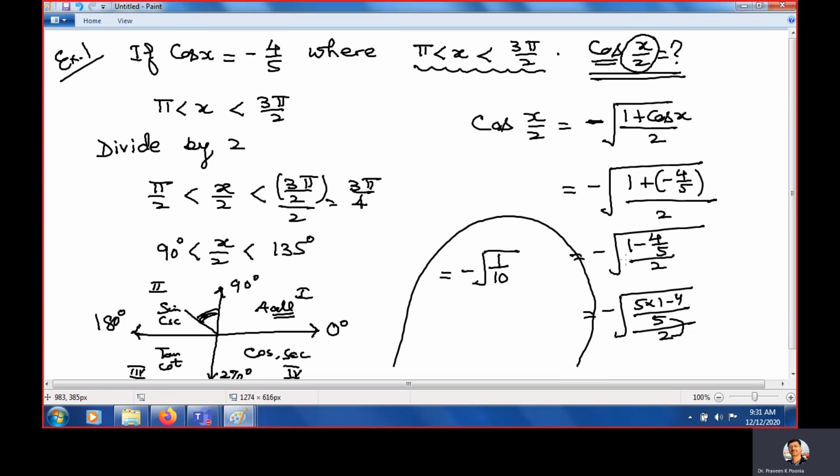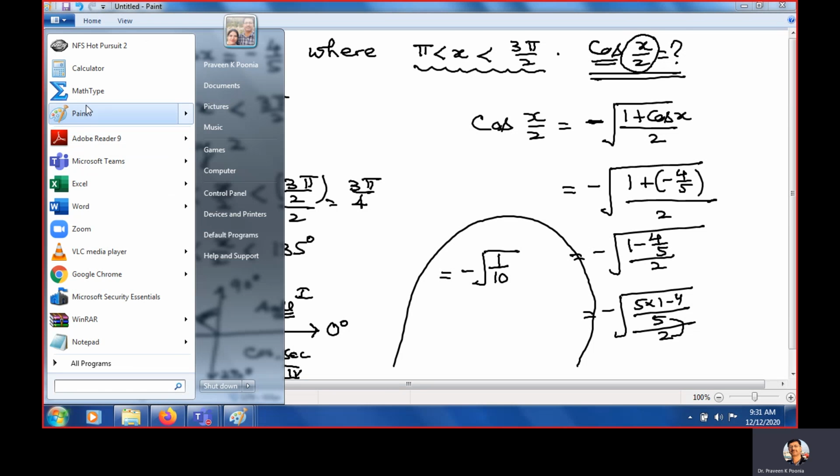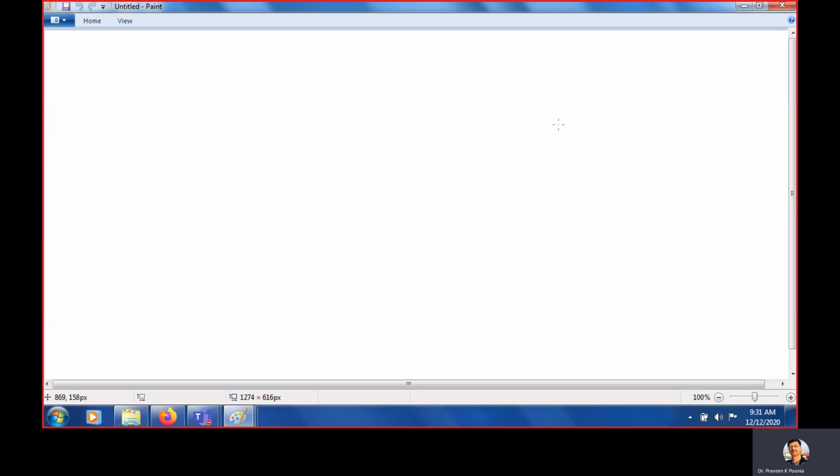This is one type of question. One type of question means you are given cos x and some condition on x, and you need to find the value of cos x by 2 or sin x by 2. Clear? If you are evaluating sine, in the first and second quadrant sine is positive, but in the third and fourth quadrant sine is negative. These things you need to remember.